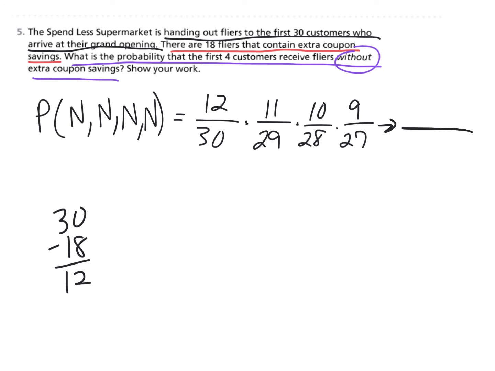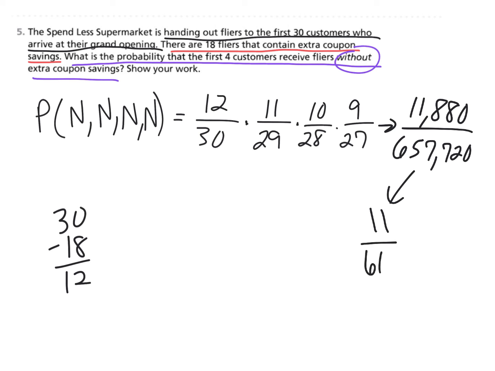If you don't do any reducing, you'll get 11,880 out of 657,720. And that reduces actually down to 11 out of 609.